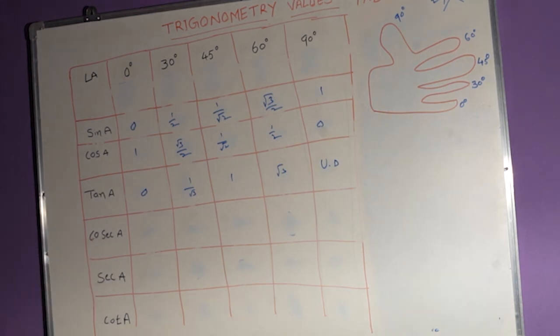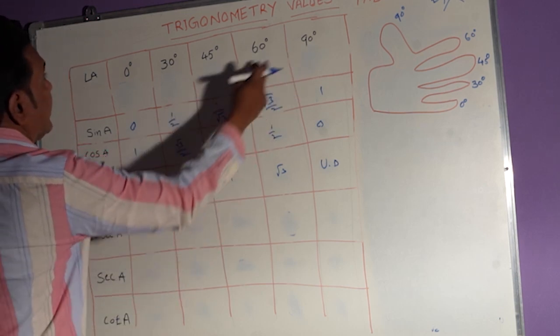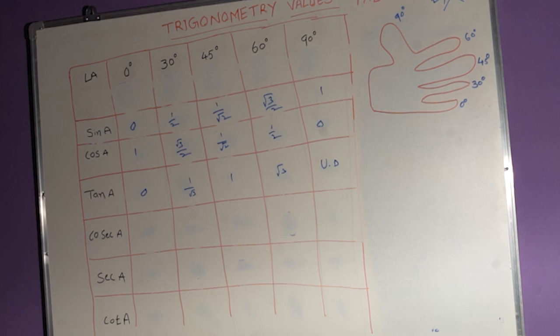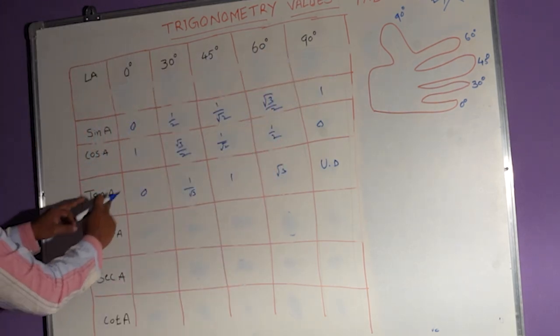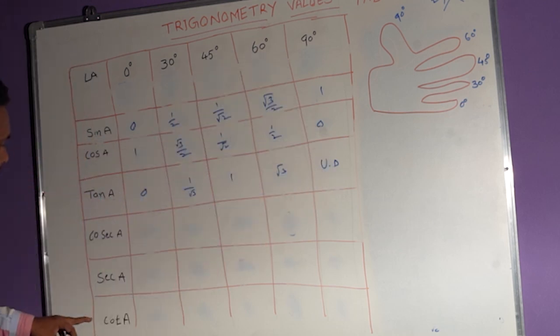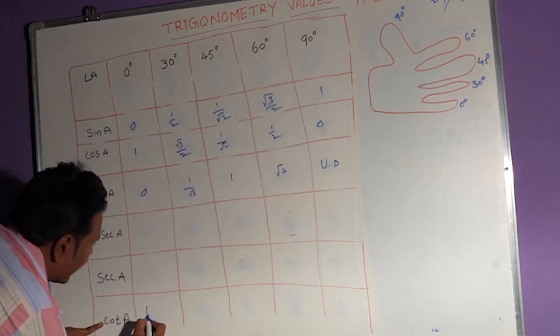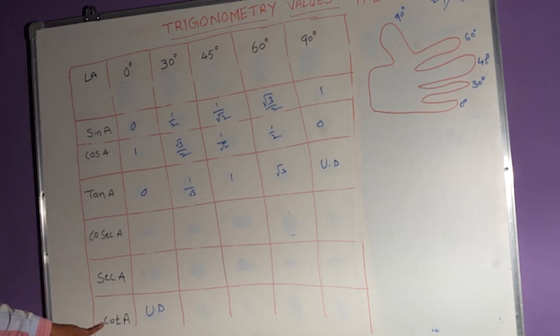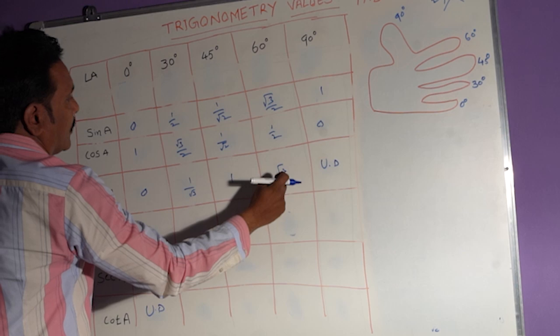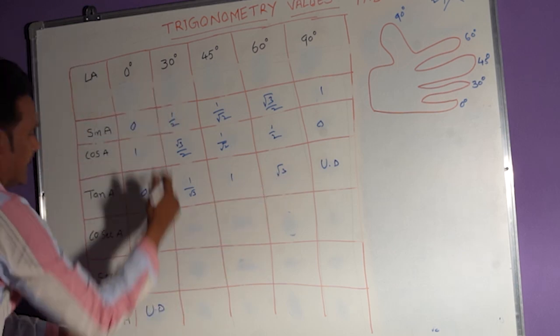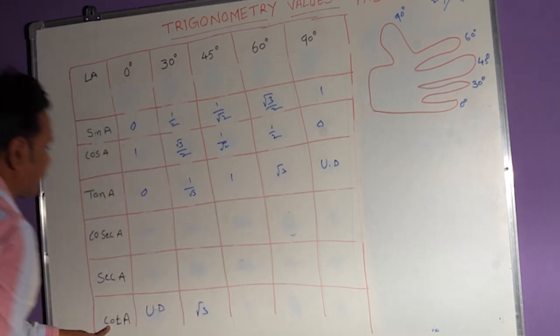Next, cot value. Cot value means tan value 90 degrees to 0 degree value is cot 0 degrees to 90 degree value. Then tan of 90 degree value is undefinable. Cot of 0 degree value is undefinable. Tan of 60 degrees is equal to root 3. Cot of 30 degrees is equal to root 3.